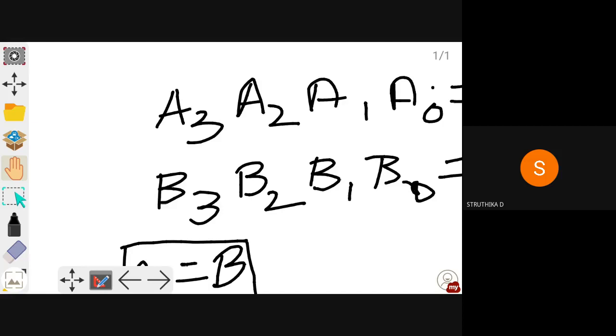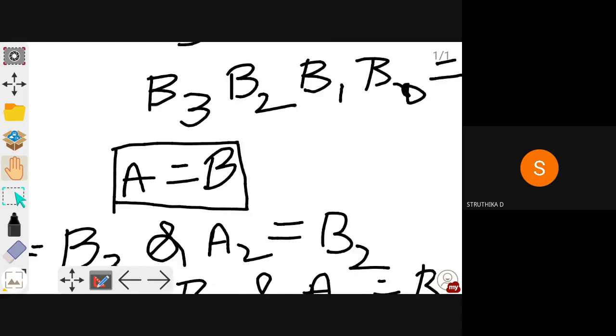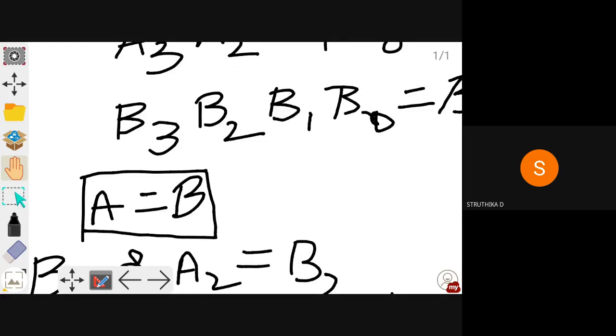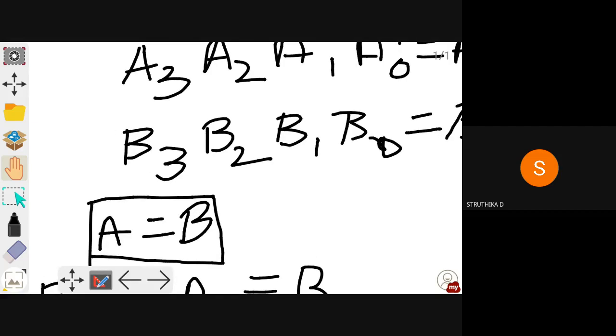Yes, ma'am. So now you have obtained a condition like this for A equal to B. So when will A3 be equal to B3, tell me. When will A3 and B3 be equal? If the bit of A3 is 0, the bit of B3 should be 0, or if the bit of A3 is 1, the bit of B3 should be 1. So are you able to understand? When A3 will be equal to B3, if A3 equals 0, B3 should also be 0.